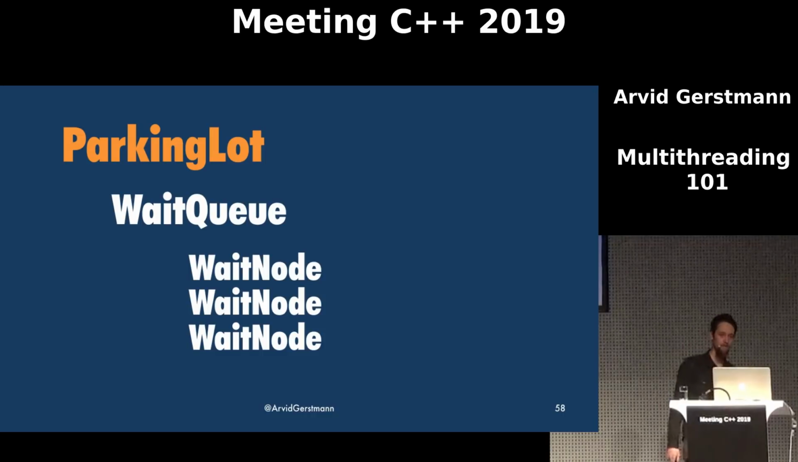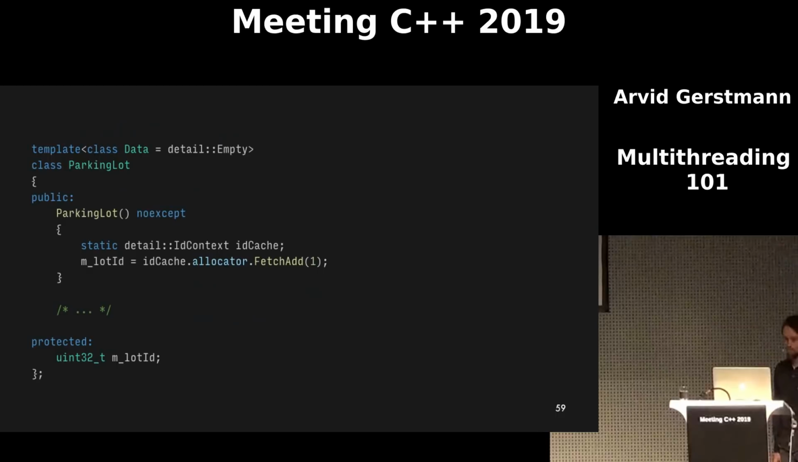And now finally, let's have a look at the parking lot. So, the parking lot class has a single variable, and that is the lot ID. This is the ID we've been talking about earlier, which is in the wait node base. And it's just allocated from an atomic variable, which is called ID allocator, or rather ID cache, sorry. And it's just a number which is going to increase the more parking lots we have. Just some sort of ID.